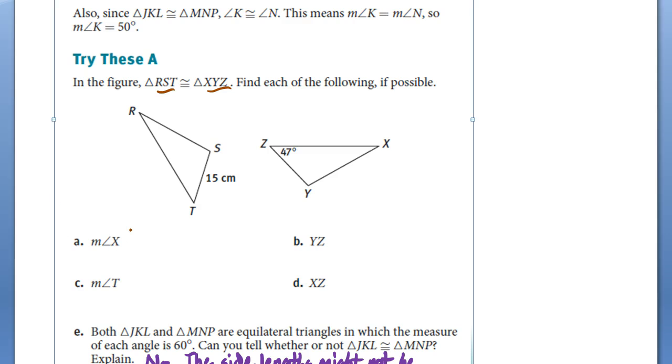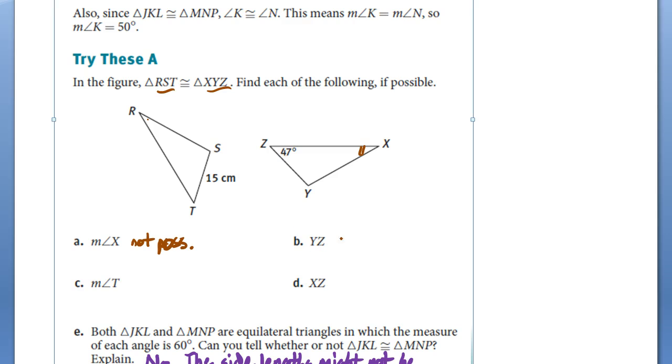Can we find the measure of angle X? Can we find this angle? Well, it's congruent to angle R in the other triangle, but we don't know angle R. And so no, we cannot. Not possible to figure this angle out only knowing the 47 degrees.